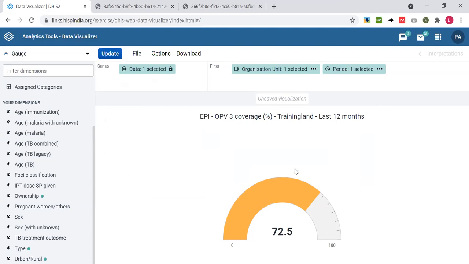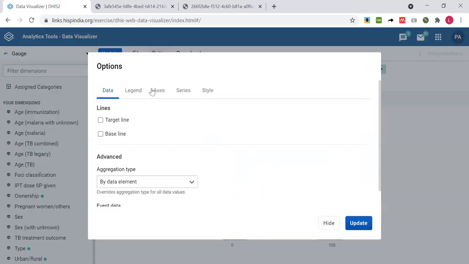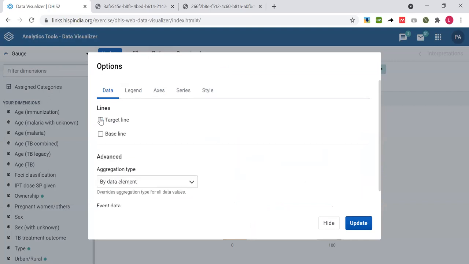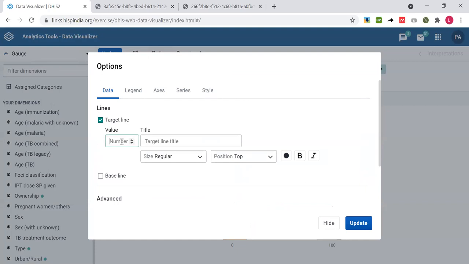Please, can you apply the baseline and the target line to see how it looks? Baseline and target lines. Okay, something interesting. Now, ideally, you can't. Okay. Right, target line, of course, you want to put a number. Okay, let's maybe.